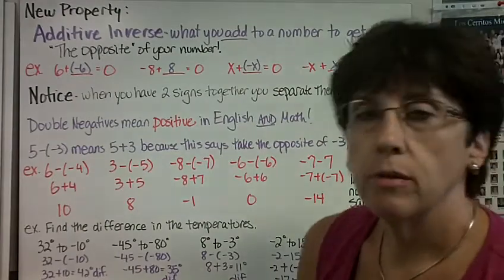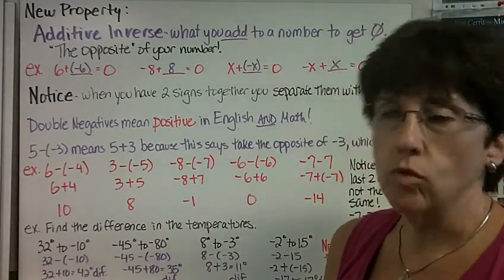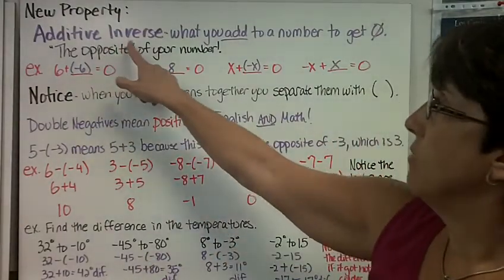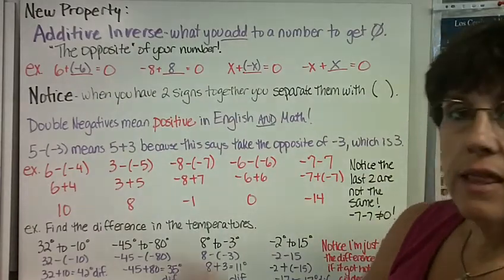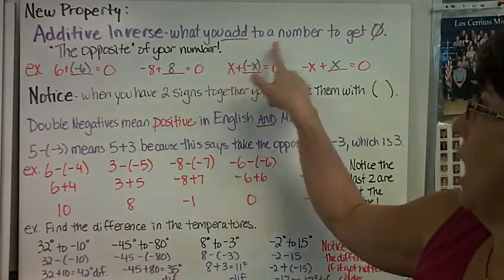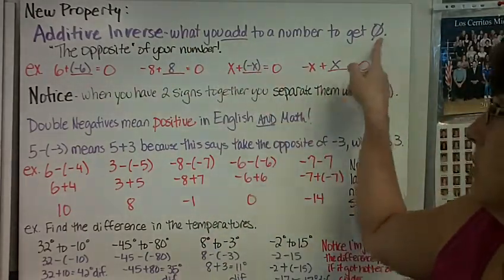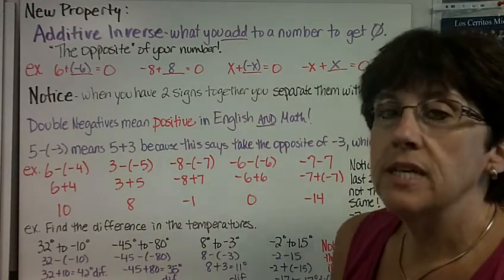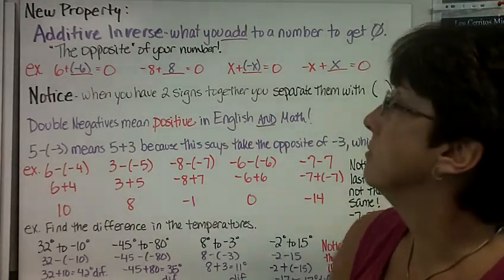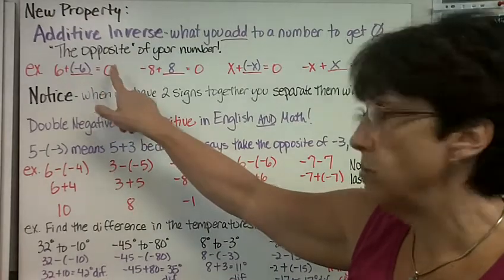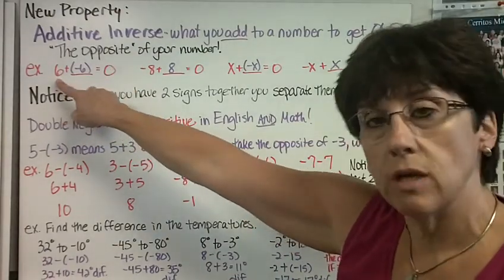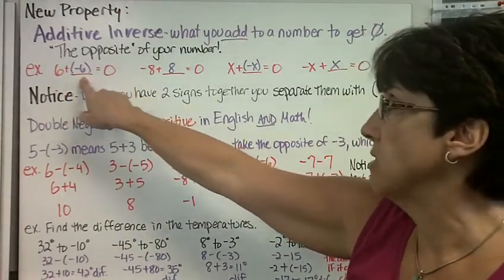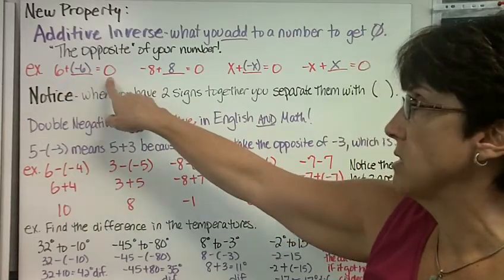Here's a new property. Properties in math are our rules in math. The additive inverse. The additive inverse is what you add to a number to get 0, which means it's the opposite of your number. You always want your answer to be 0. So if I start with 6, what's the opposite of 6? Negative 6. 6 plus negative 6?